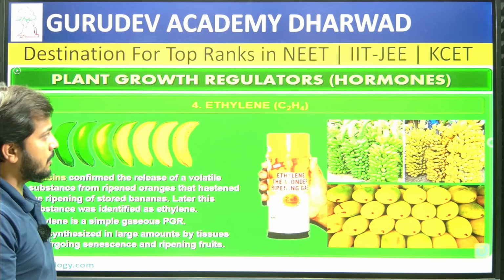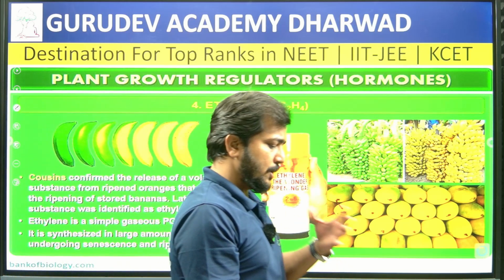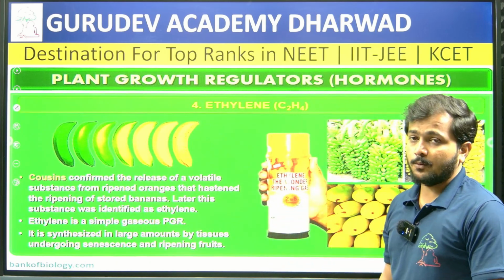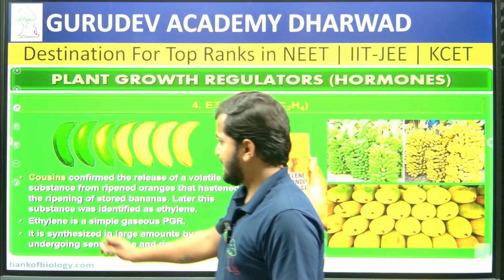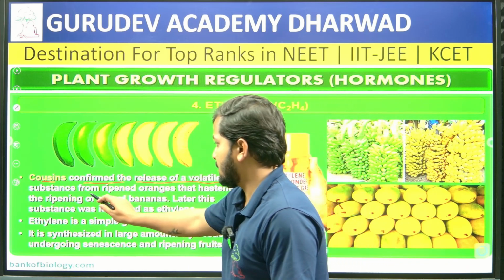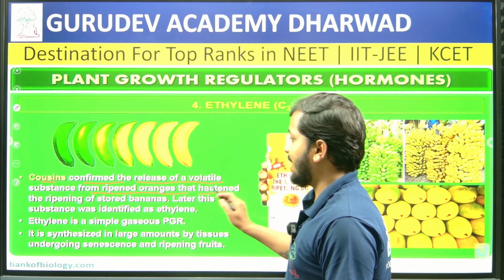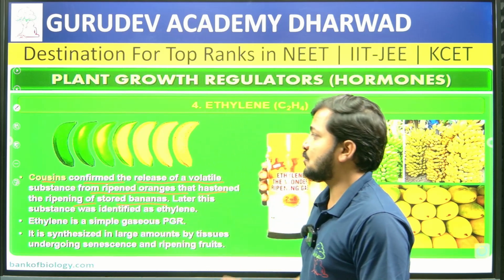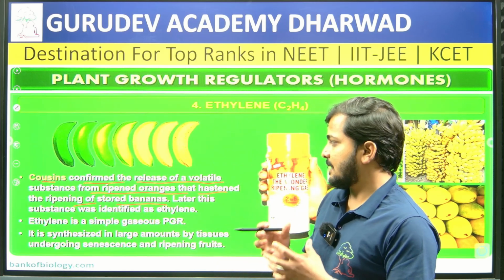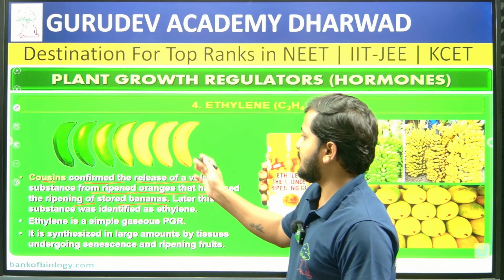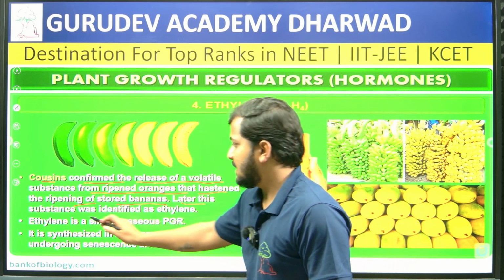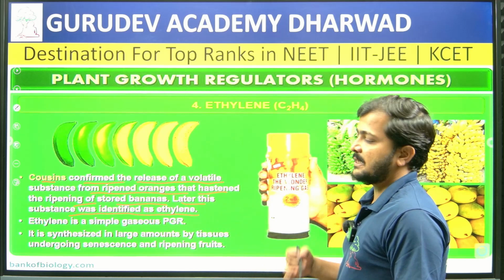Then there is one more hormone, ethylene, which is known to be an inhibitor, but it even shows some growth promoting effects. Cousins confirmed the release of a volatile substance from ripened oranges that hastened the ripening of stored bananas. So the volatile substance released from the ripened oranges carried out the ripening of even the banana. Later this substance was identified as ethylene.